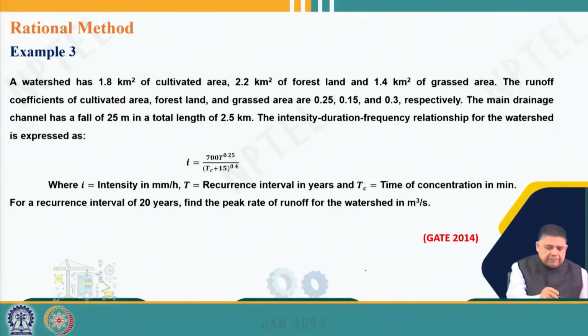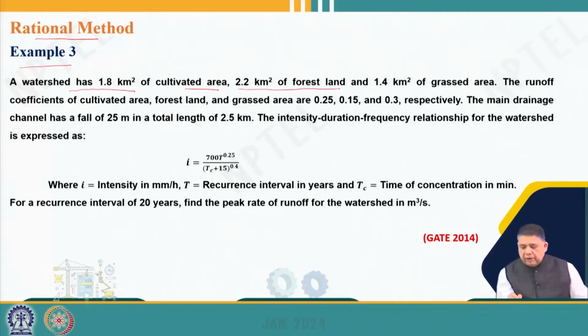Now, we take another example again on the rational method, which is example 3 for this lecture. A watershed has 1.8 square kilometers of cultivated area, 2.2 square kilometers of forest land and 1.4 square kilometers of grassland area. The runoff coefficients of cultivated area, forest land and grassed area are 0.25, 0.15 and 0.3 respectively. The main drainage channel has a fall of 25 meters in a total length of 2.5 kilometers.